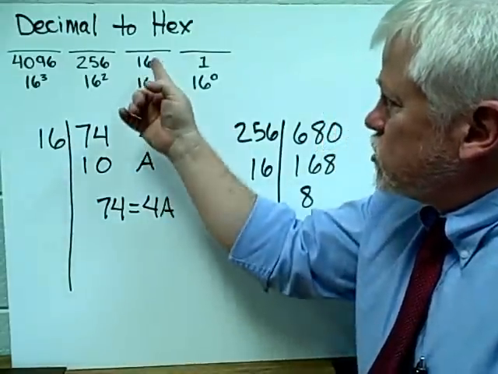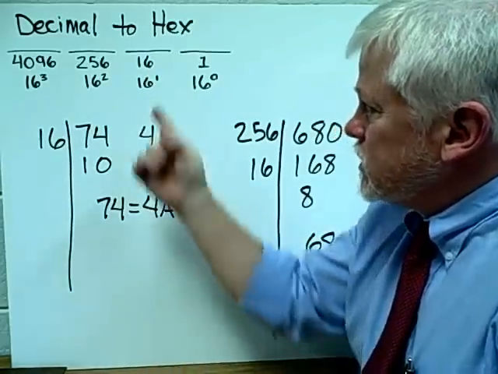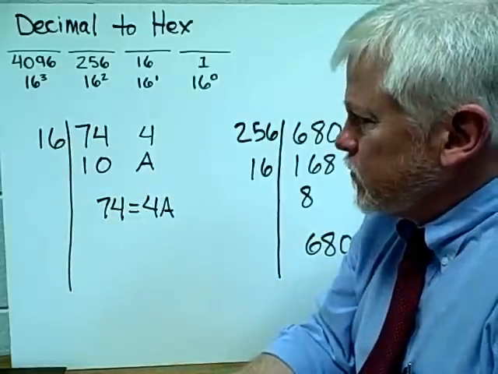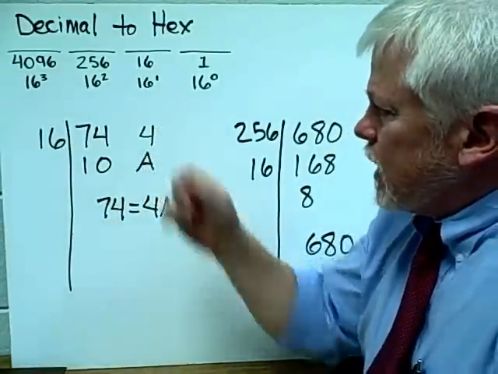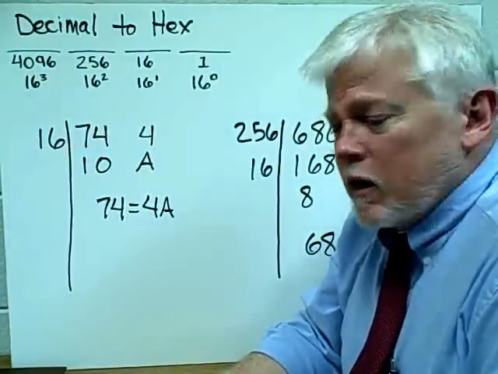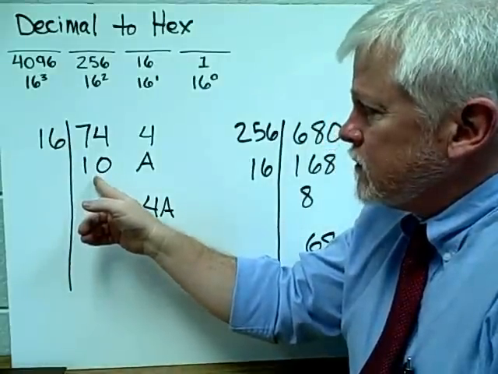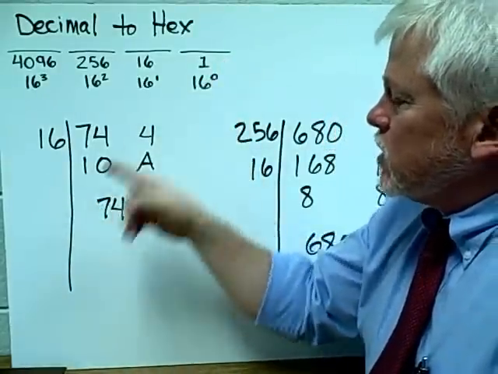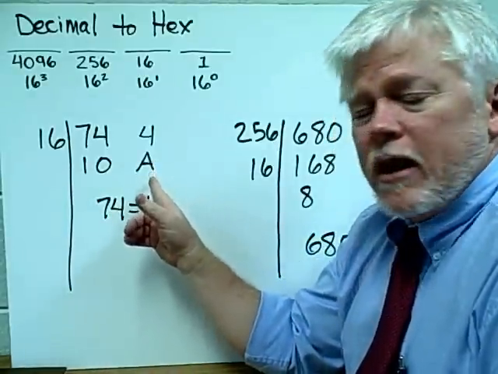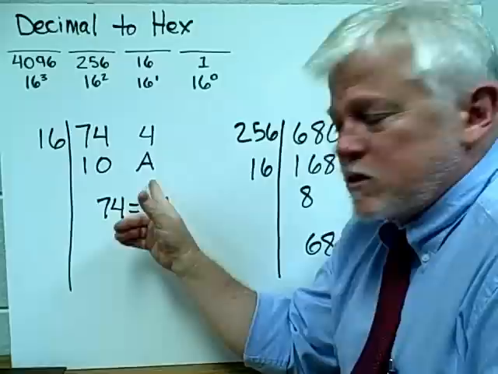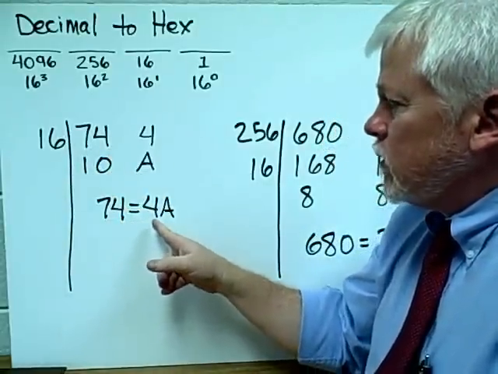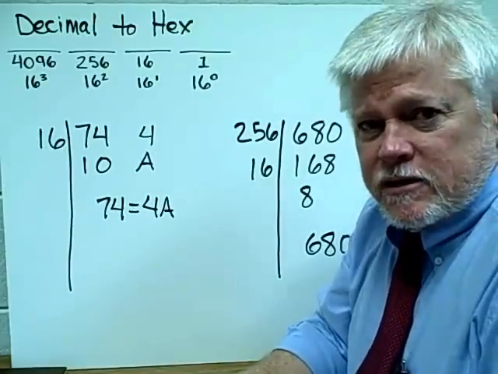So what I can do then is, starting with 16, or 16 to the first power, divide 74 by 16, and that will go in 4 times. 4 times 16 is 64, and I have a remainder of 10. Now, we know that 10, when I look back on my number line, is represented by the letter A in the hex system. So we see that 74 is equal to 4A in hex.